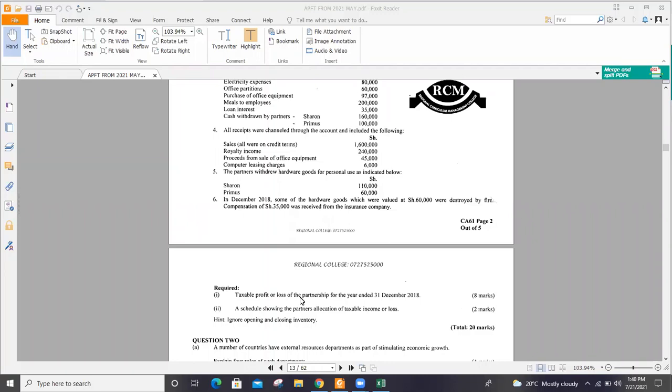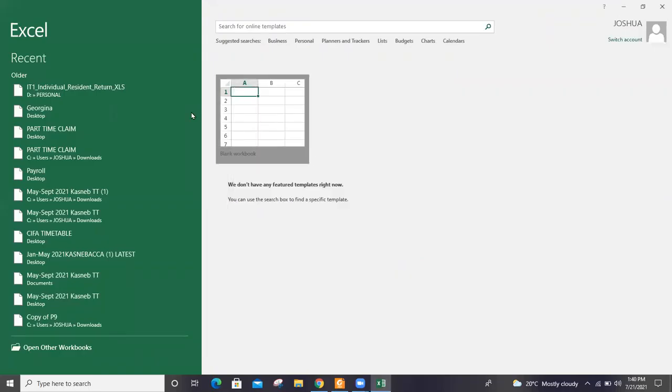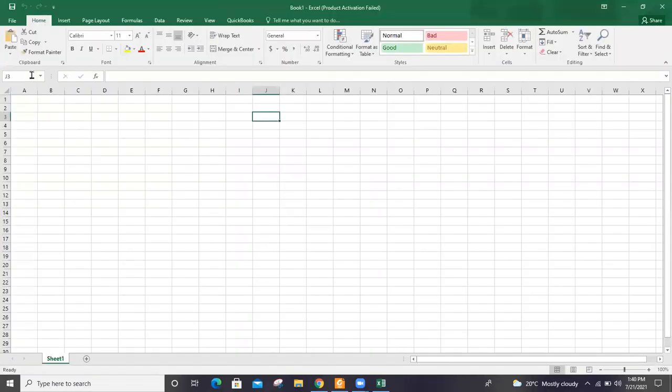Insurance compensation on capital items, that is what is non-taxable, like fixed assets. So taxable profit or loss, schedule showing, ignore opening and closing inventory. So we start with our workings.